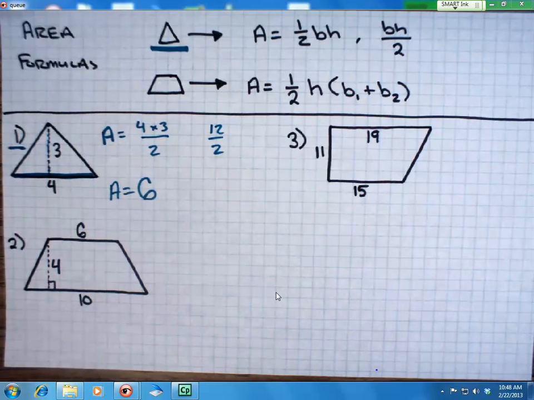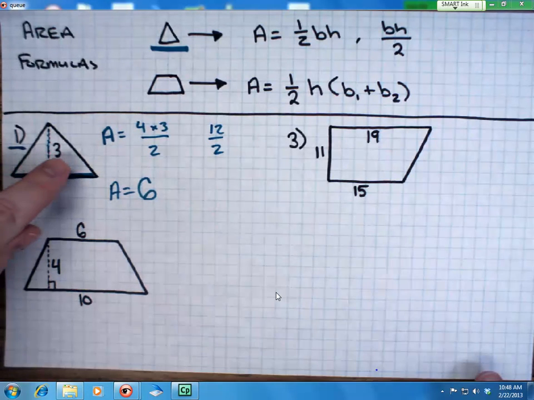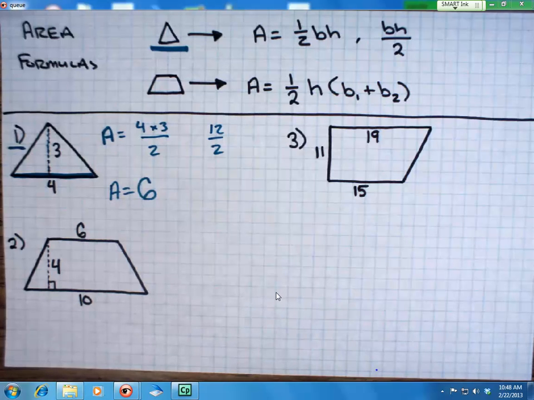Now, you have to make sure that the two numbers are the height and the base, because sometimes they will give you, like, a side length, the slant length or length or something like that, which they'll try to trick you. But just remember, you want the one that runs perpendicular to the base.